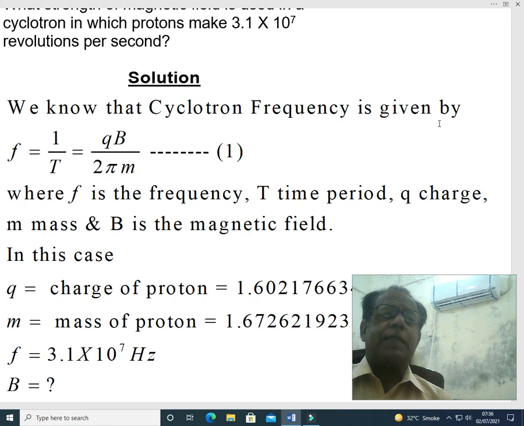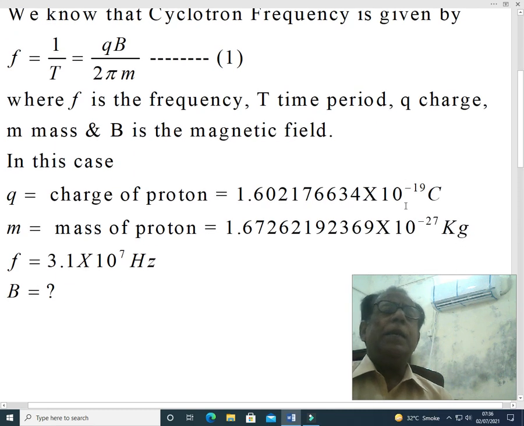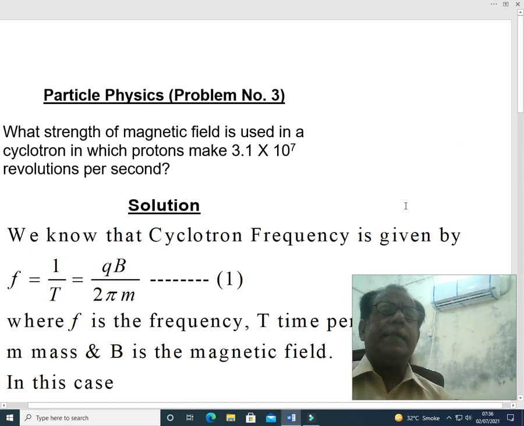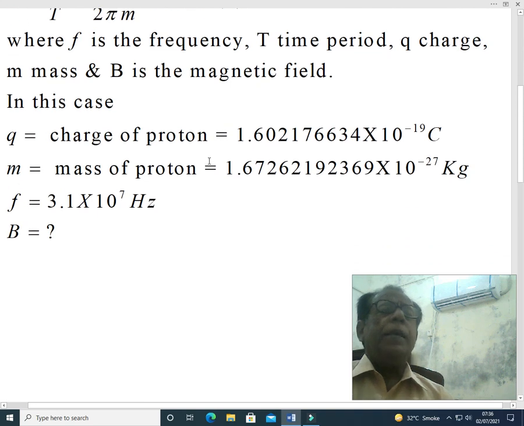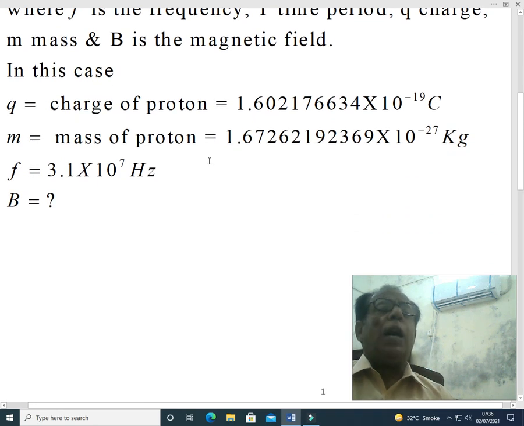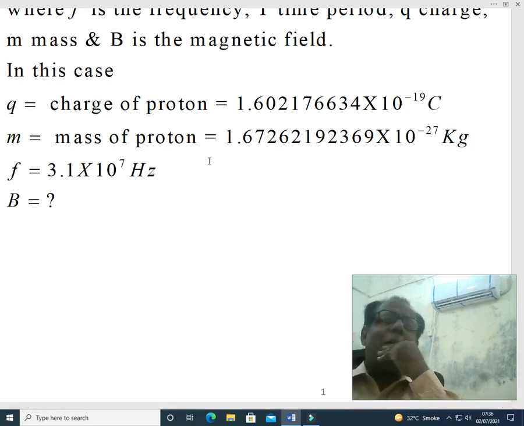Where f is the frequency, T the time period, q the charge, m the mass, and B is the magnetic field. In this case, because a proton is under consideration, in which protons make these revolutions per second, q is equal to the charge of proton, which is 1.602176634 × 10^-19 coulomb. This is a constant.